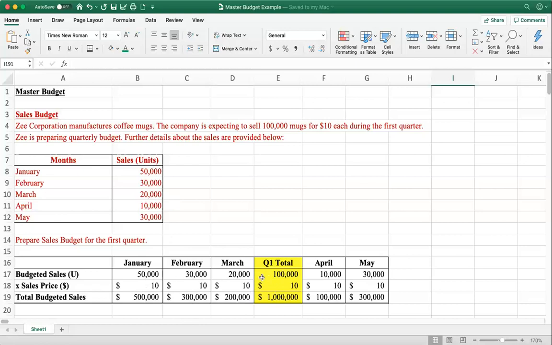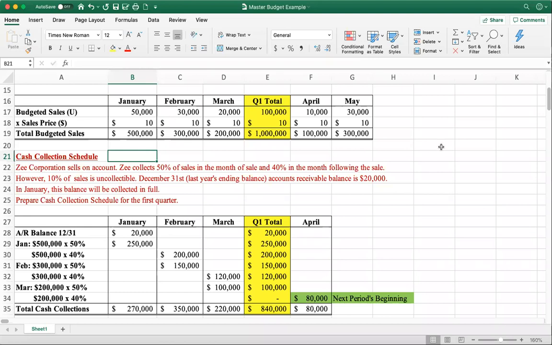So if you see here on the horizontal column, we added all the units needed to be sold in the first quarter, which is 100,000: 50, 30, and 20 is 100. And times $10 per unit is 1 million. All right. You can also add horizontally: 500 plus 300 plus 200 is 1 million. So that's the quarterly sale, right? So you are planning to sell 1 million, $1 million sales, during the first quarter. April, May, as I said earlier, will be used to prepare the next budget.